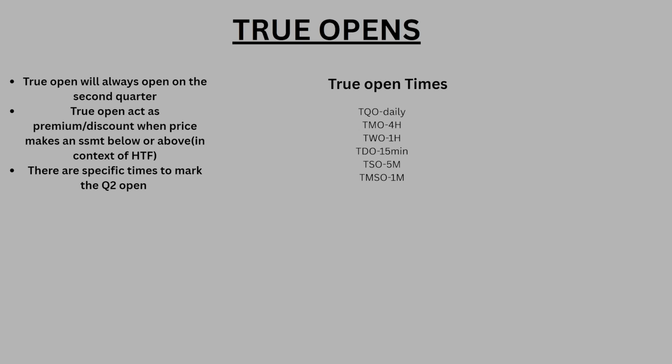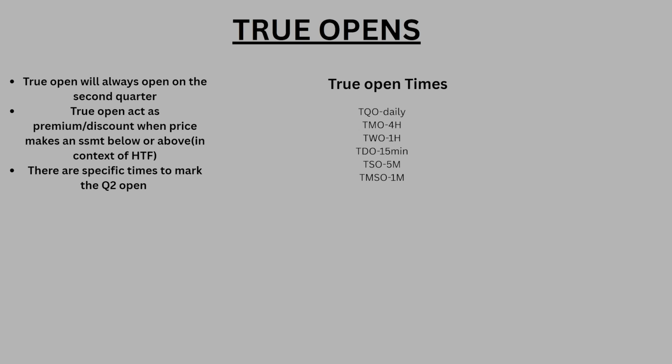Knowing where true open sits helps you align your entries with premium or discount zones. So basically you would want to see SMT, a sequential SMT below the true open for premium or discount in context, obviously.